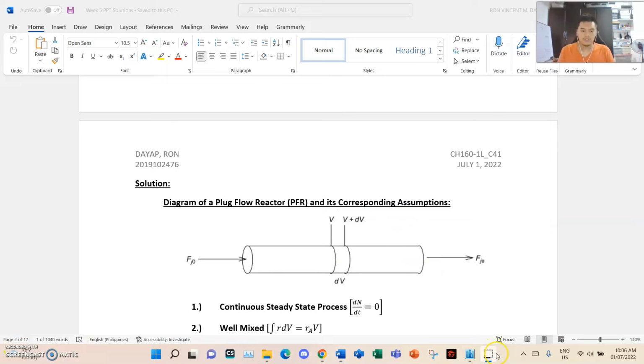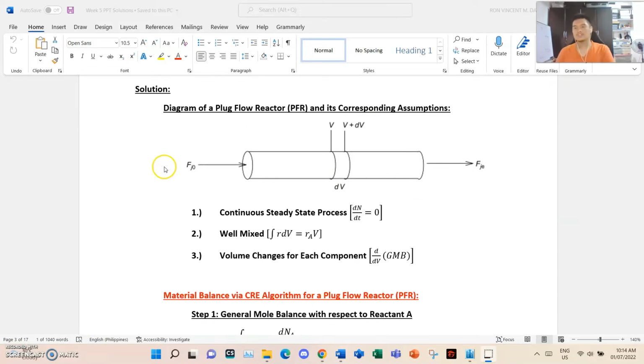In answering chemical reaction engineering problems, I usually follow a set of steps that helps me with the hand calculation. This set of steps is referred to as the CRE algorithm, inspired by Fogler's book, Elements of Chemical Reaction Engineering. And the algorithm is as follows.